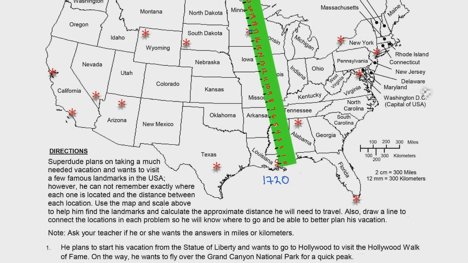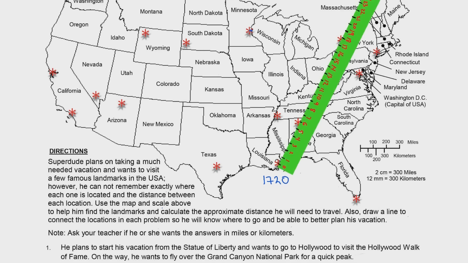All right, let me get rid of this ruler, and let me put the other one in back for Louisiana to New York. And as you can see, it's really, really close to 18. Just a little smaller. So maybe let's say 1,790, because it's between 1,700 and 1,800, but really close to 1,800.